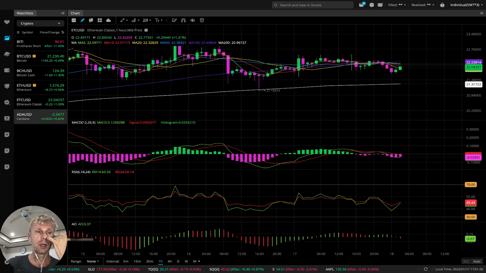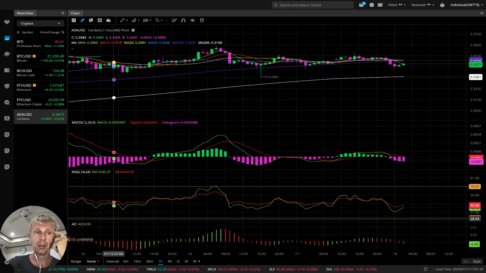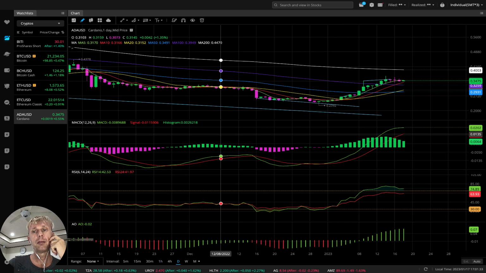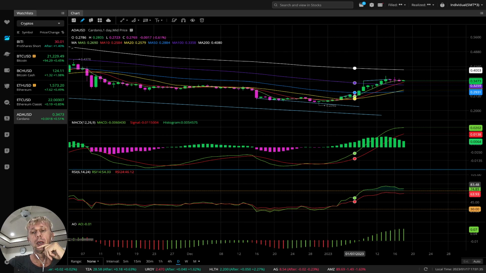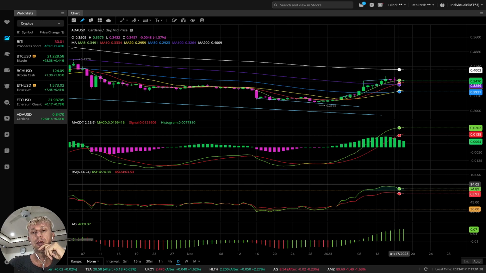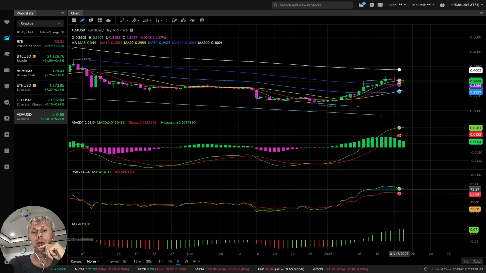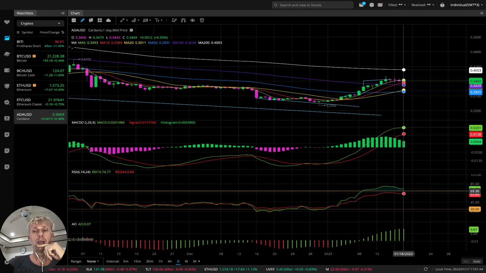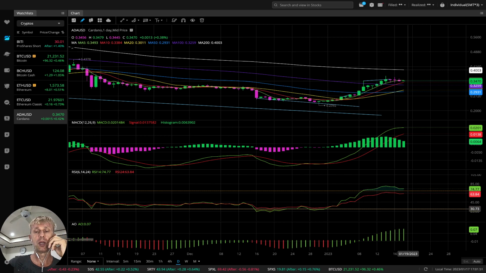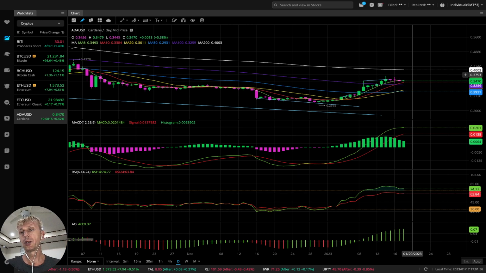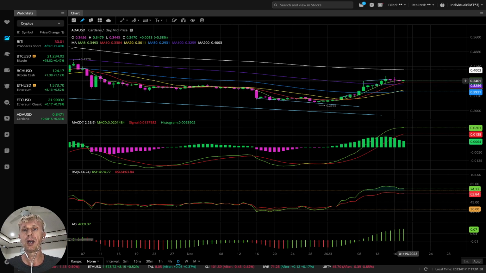Let's check Cardano, ADA, on daily time frame. It is still in the bullish trend on all indicators. On RSI, it's in overbought territory. The yellow above 70, it's all above 70, it's overbought territory. Below 30, it's oversold territory. Still bullish territory, even though the last bar closed below MA5.